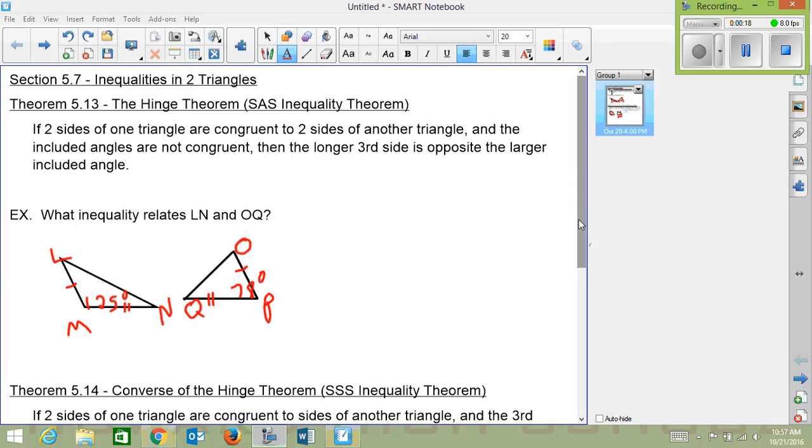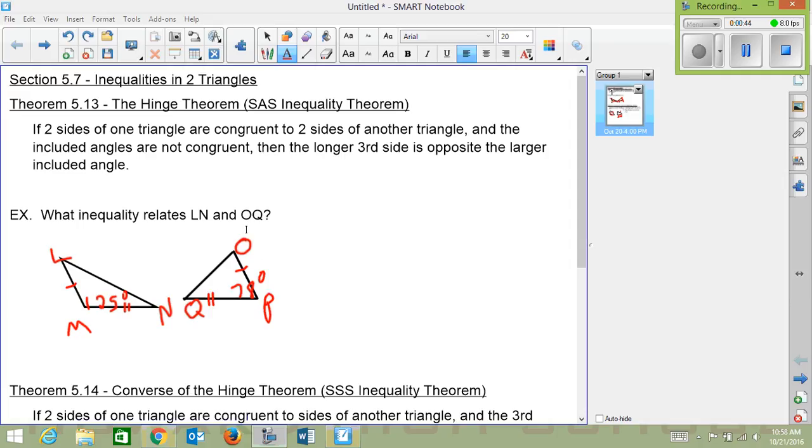If two sides of one triangle are congruent to two sides of another triangle, like this one here, we have two sets of congruent sides, these two and then the other two. The included angles are not congruent, so the angle between them, this is 78, this is 125. The angle between them is not congruent. Then the longer third side is opposite the larger included angle.